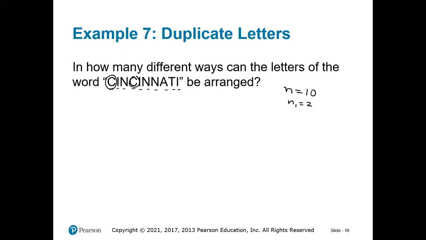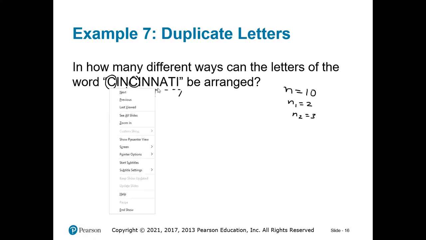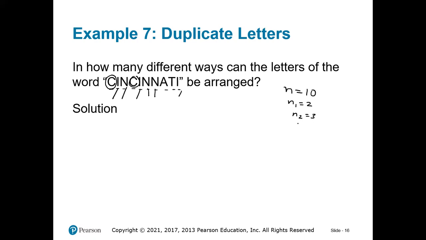The I is repeated 1 time, 2 times, 3 times. So n2 is 3. The N is repeated what? 1, 2, 3, right? So we have 3 N's. So n3 equals also 3. We already did the C, the I, and A is repeated only 1 time, so if it's only 1 time, don't bother. T is only 1 time. So here, the solution will be 10 factorial divided by 2 factorial times 3 factorial times 3 factorial.